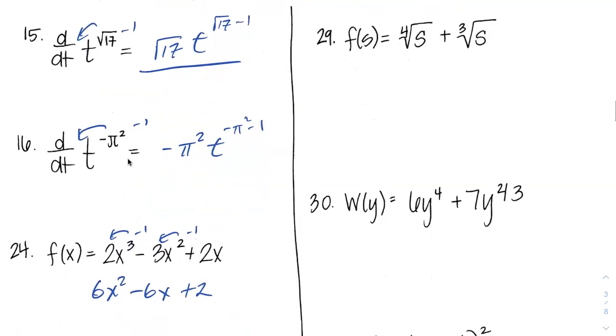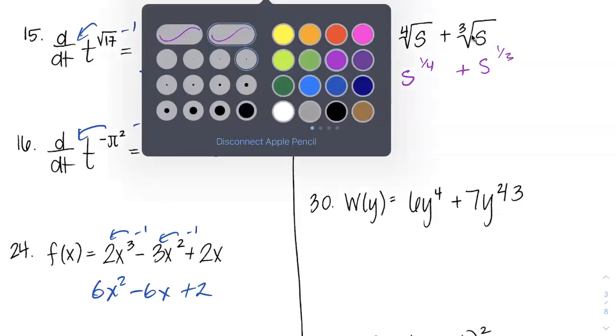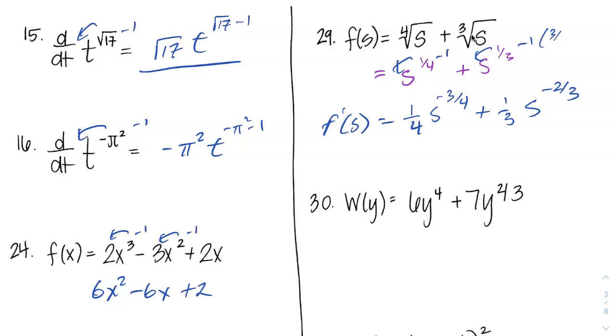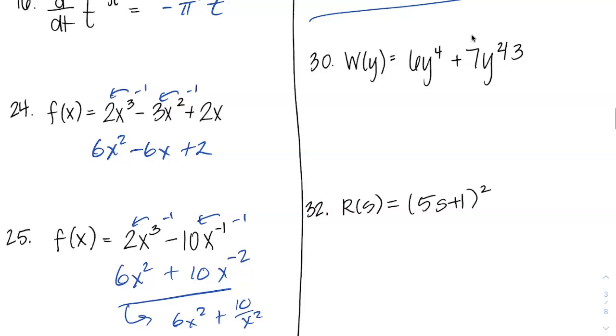Okay, just like before. Before you start taking derivatives, rewrite it all. So this is the same thing as s to the 1/4 plus s to the 1/3. Now we can just take a derivative. So now the derivative at s would be, bring it down, subtract 1 off. Bring it down, subtract 1 off. Alright, common denominator, if you're not sure how I got those numbers. There you go.